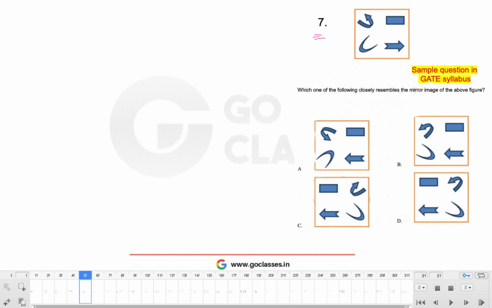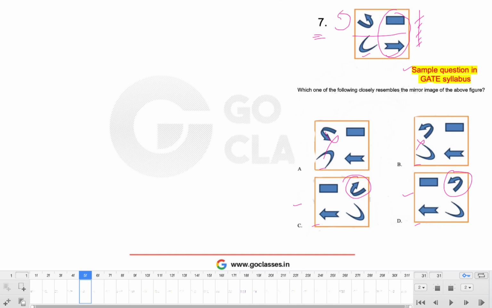Next question. This question is given in the sample questions of the GATE syllabus. So you have to find out the mirror image. First of all, these both should be in the lower half. Okay. And you have to see, this should be the closest to the mirror. So these both should be here. This is not the answer. This should not be the answer. These both could be the answer. Now, what is the difference in these both? Orientation of this. What is the orientation of this?